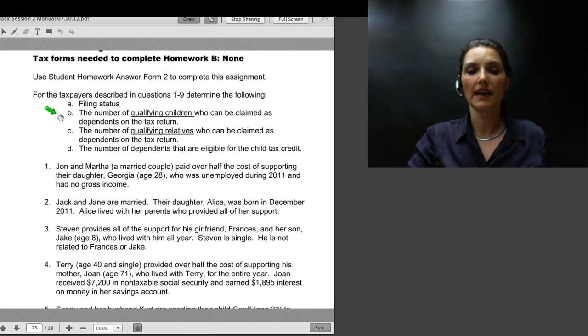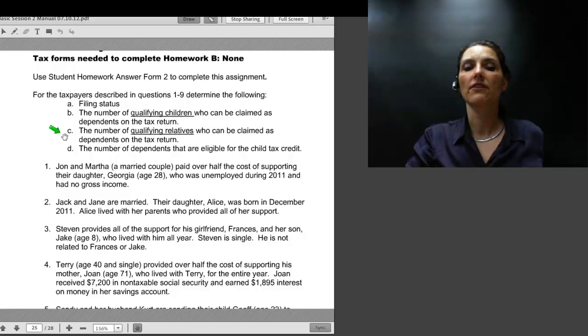Homework assignment number 2 for Session 2. For the taxpayers described in questions 1 through 9 below, determine the following: the correct filing status, the number of qualifying children who can be claimed as dependents on the return, the number of qualifying relatives who can be claimed as dependents on the tax return, and the number of dependents that are eligible for the child tax credit. I'll cover number 1 with you, and then you'll do the rest on your own.